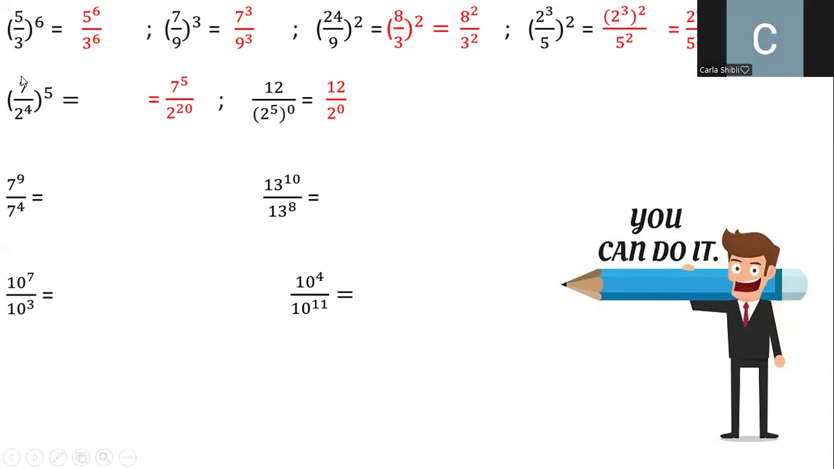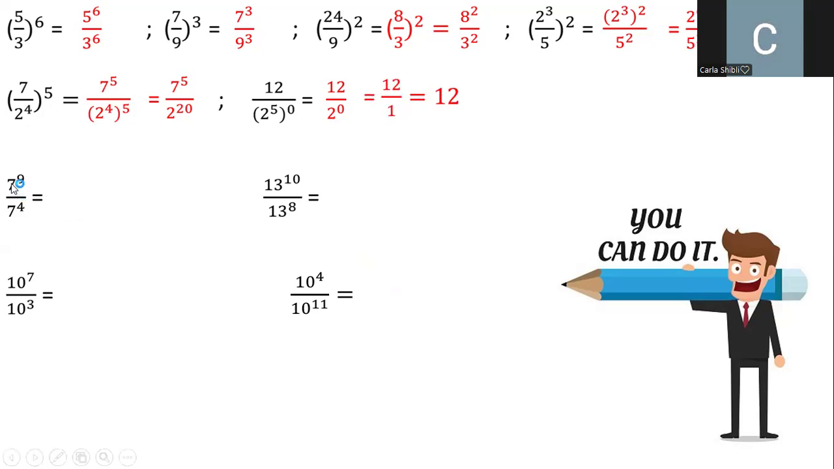Also here, 5 is given to 7 and 5 is given to the exponent 4. So I write 7 to the power 5 over 2 to the power 4, all of it to the power 5. I make the power of power. 12 over 2 to the power 5, all of it to the power 0. 5 times 0 is equal to 0. So I write 12 over 1, which is equal to 12.